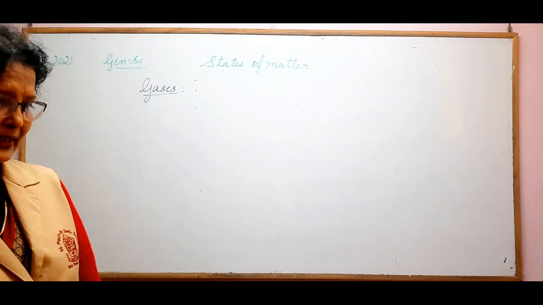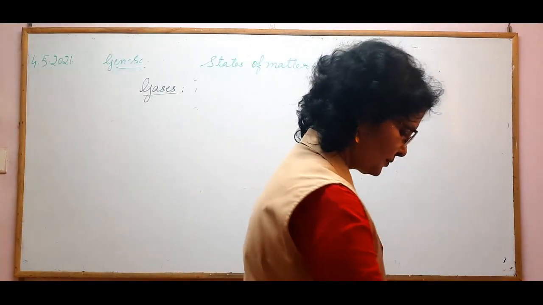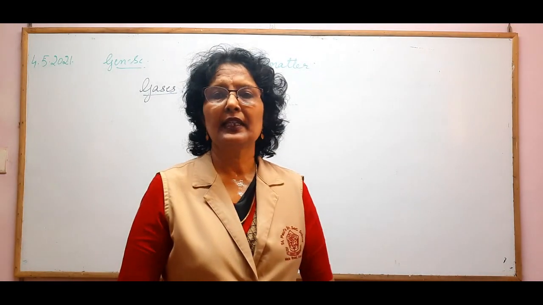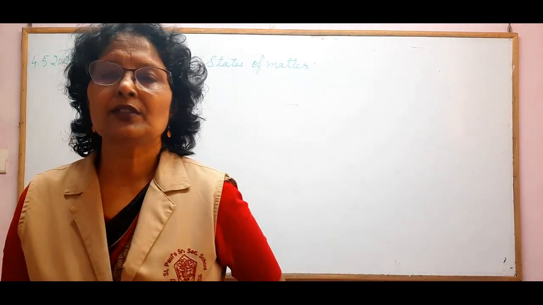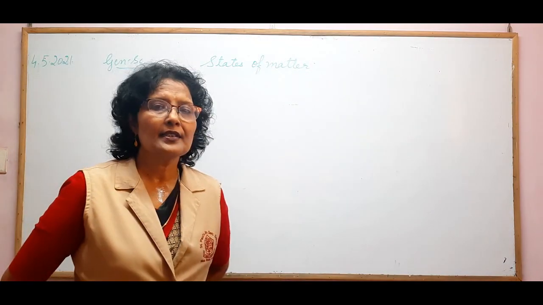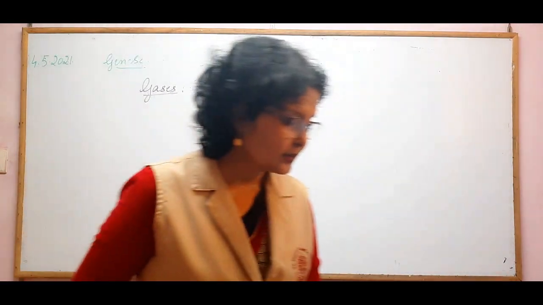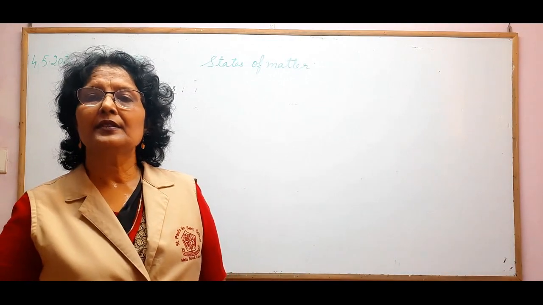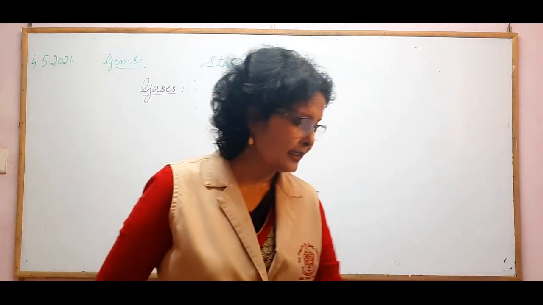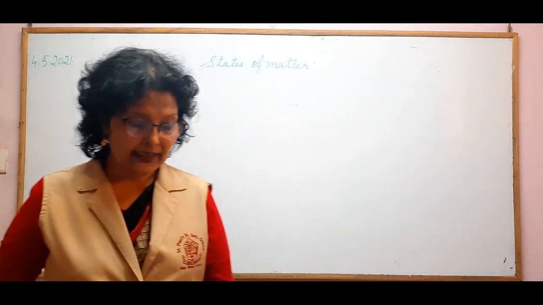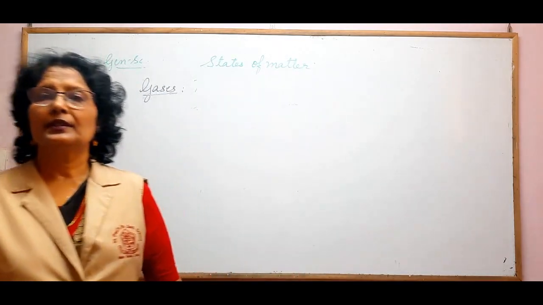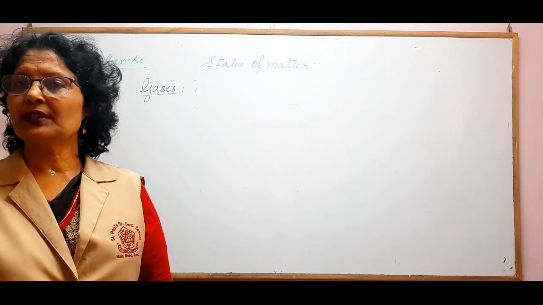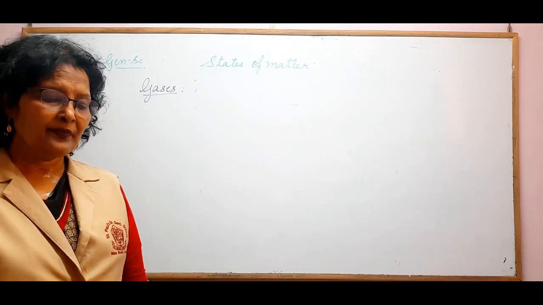So again we'll start from the beginning. We did solids. What are solids? Solids are substances that have a fixed shape and a fixed volume. Okay, and solids cannot flow. Then the molecular arrangement, we saw that it is closely packed. There is no intermolecular space.